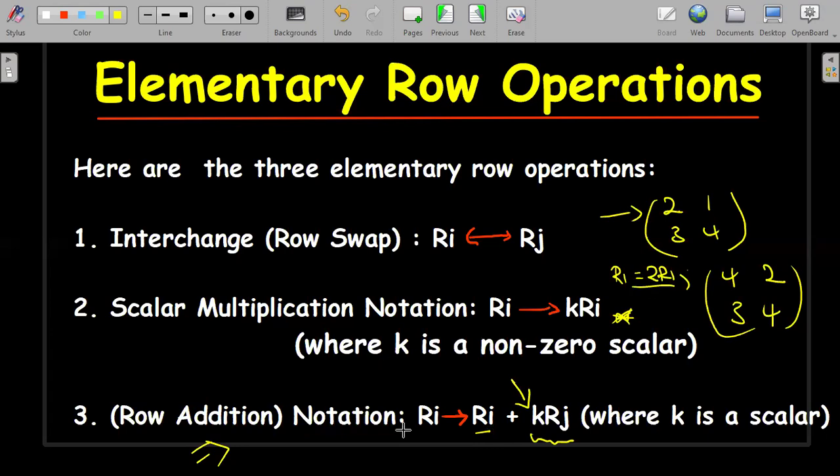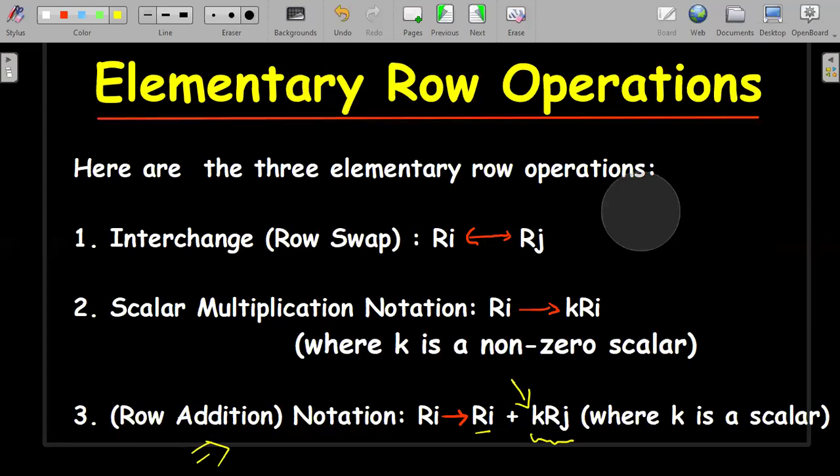So that is the third elementary row operation, where you are adding a scalar multiple of a certain row to another row so that you come up with a new row. Let me give an example of what I mean there. So what we mean is this.